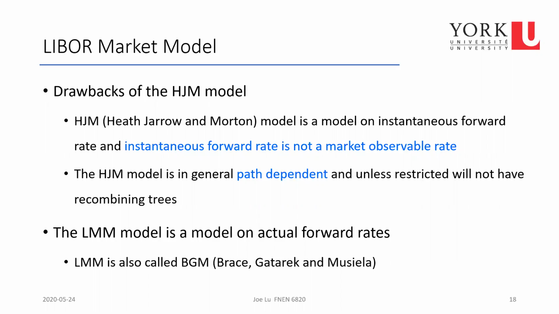But there's one key drawback in HJM: it relies on the instantaneous forward rate. But the market doesn't have an instantaneous forward rate, right? The instantaneous forward rate is not something observable, just like the instantaneous risk-free rate is not observable. You can probably use the overnight rate as a proxy, but that is still a proxy, right?